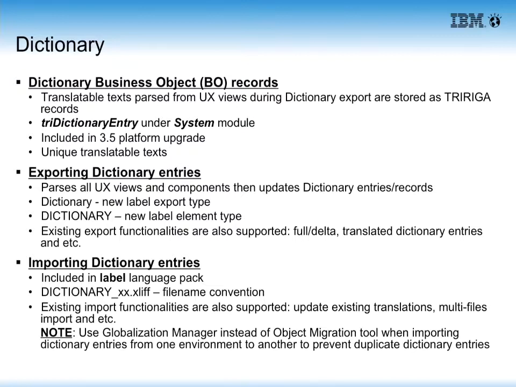Since these dictionary entries are records, or TRIRIGA records, and can be imported through the object migration or OM tool, we do not recommend doing so from the OM tool, as it may likely create duplicate dictionary records, because the TRI dictionary entry BO is using the control number field as its record name mapping. So there is no guarantee that it will find a match in the target environment.